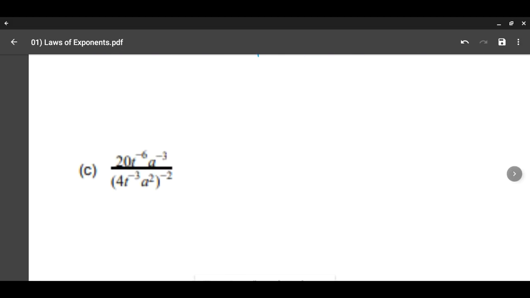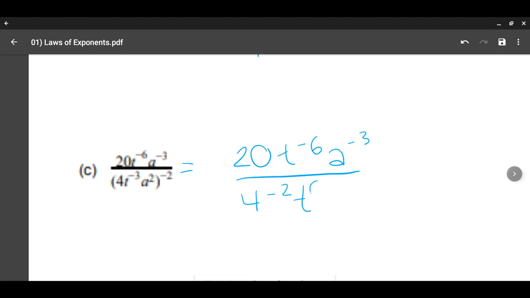For my last one here, I'm going to deal with my exponent. So I have 20 t to the negative 6, a to the negative 3. This is 4 to the negative 2. When I multiply these together, I'm going to get 6. When I multiply these together, I get negative 4. So now my 20 over 4 to the negative second, I'm actually going to leave that for a second. And I'm going to deal just with my variables.